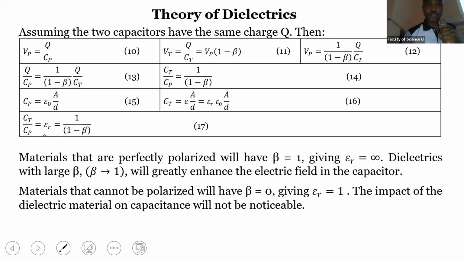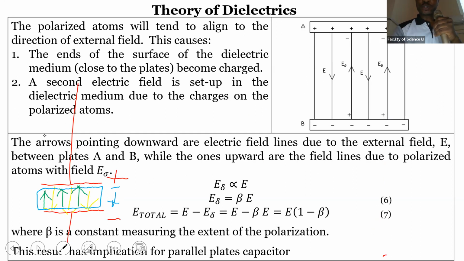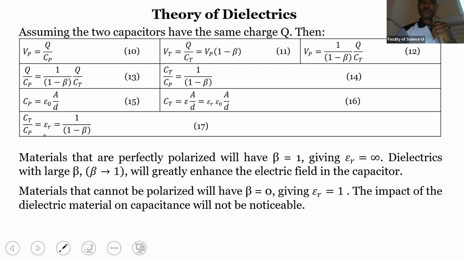So let's move on. Materials that cannot be polarized will have beta equal to 0. When beta is equal to 0, you can also put 0 here and you see the relationship. So when the materials cannot be polarized and have beta equal to 0, that means that the relative permittivity will be equal to 1. It will look as if you have not put anything there at all.